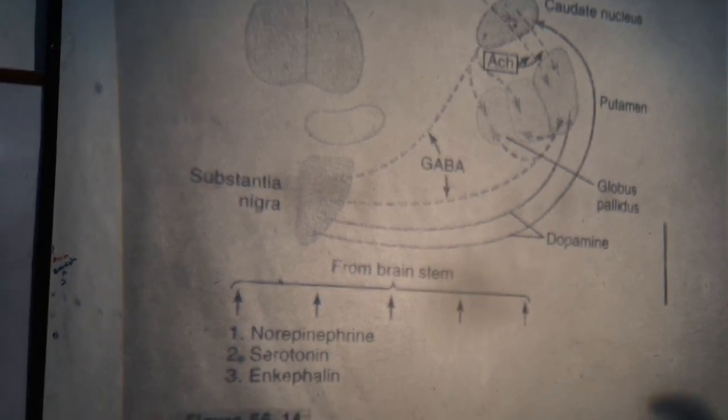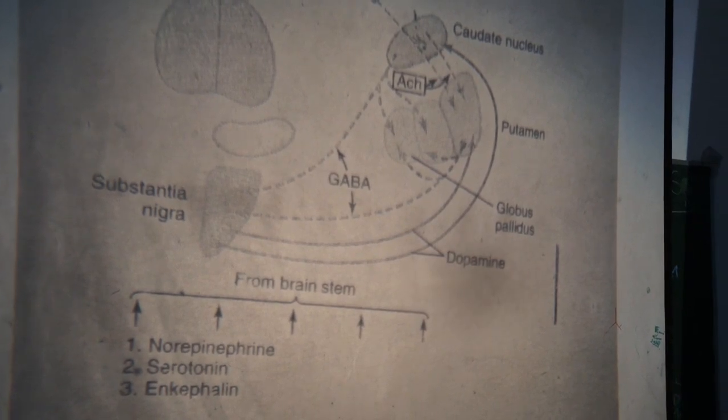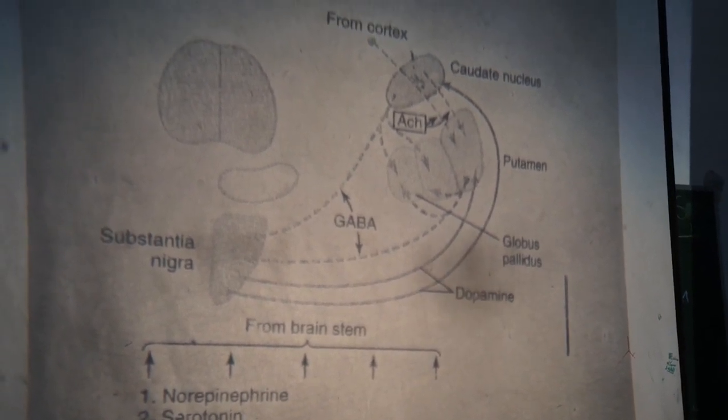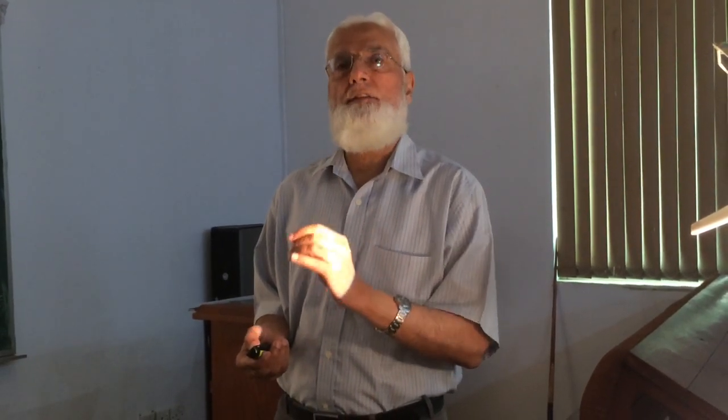Now the functions of the basal ganglia. The first function is control of complex or fine-skilled motor activity.